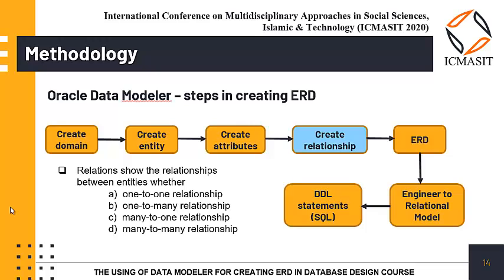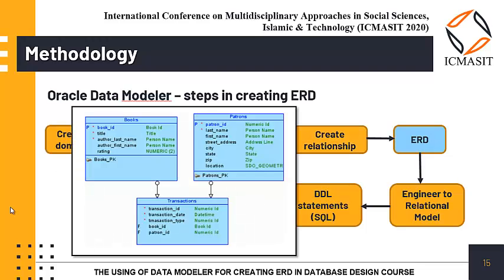So normally it consists of more than one entity. Okay, relation shows the relationship between entities, whether one-to-one, one-to-many, many-to-one, or many-to-many. Okay, and after we create the relationship, we have actually completely finished creating the ERD, and our diagram will look like this. In this example, I have 3 entities: book, transaction, and patrons, and also the relation between each entity.